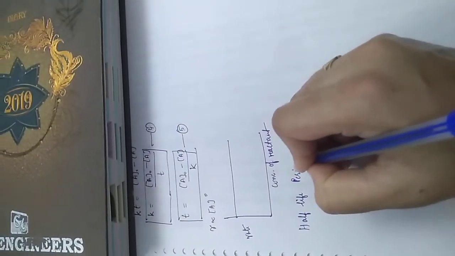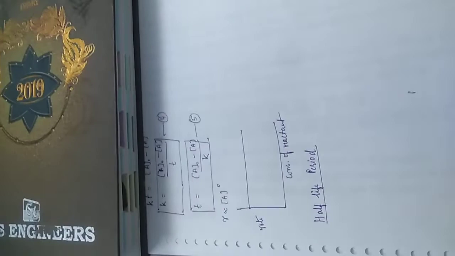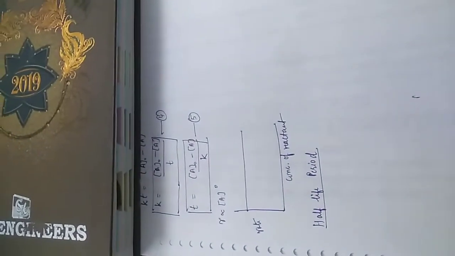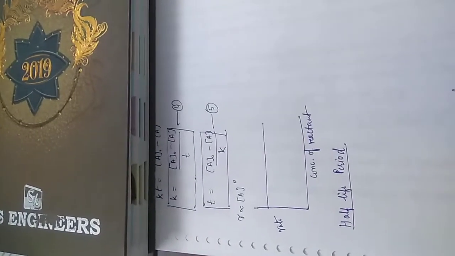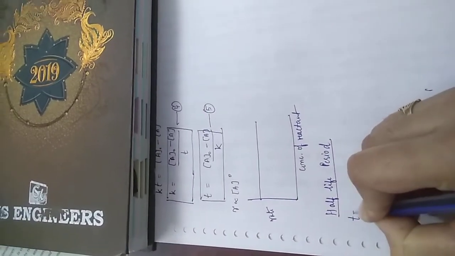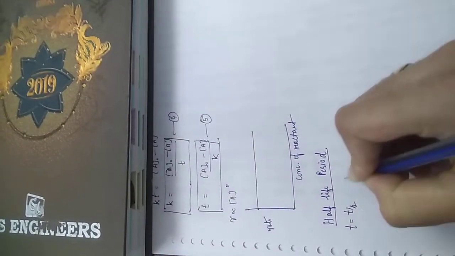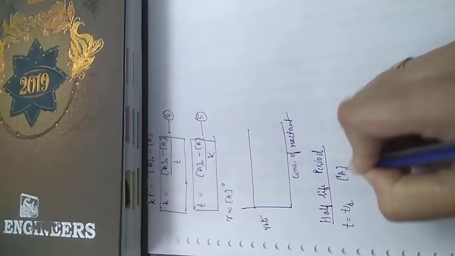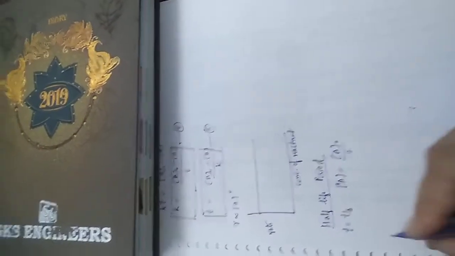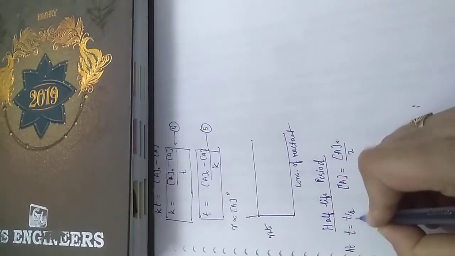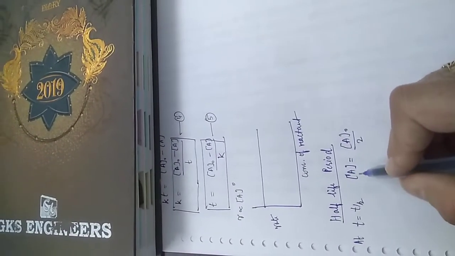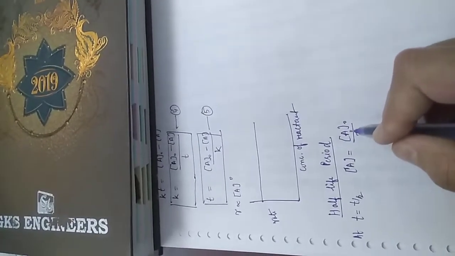Half-life period or half-life time is defined as the time taken for the concentration of reactant to decrease to half of its initial value. So what I am saying is half-life time is that time at which concentration of our reactants become half of its initial value. So at t equal to t half, our concentration of reactant, that is concentration of A, is equal to initial concentration divided by 2.